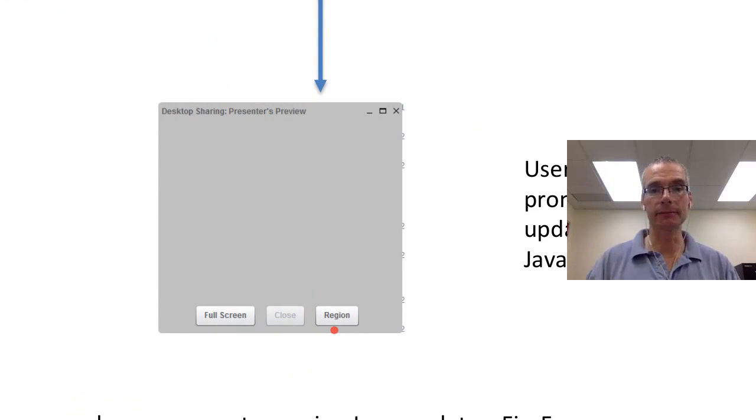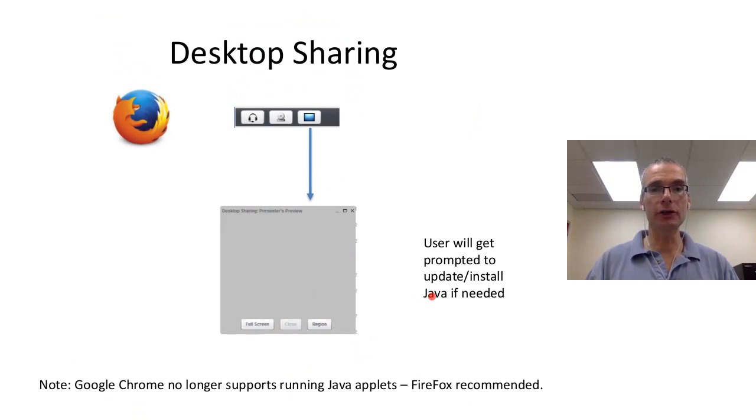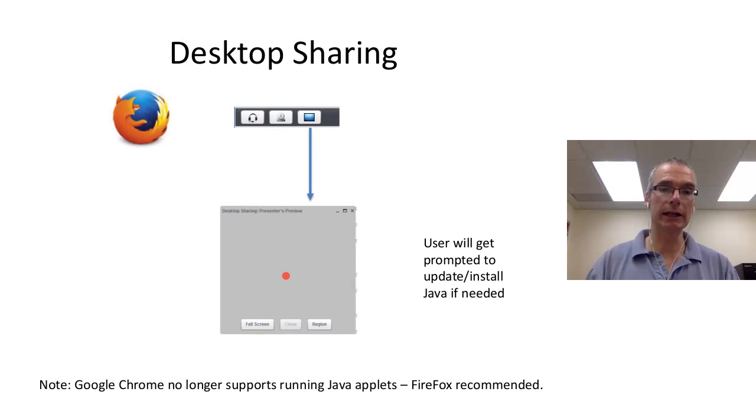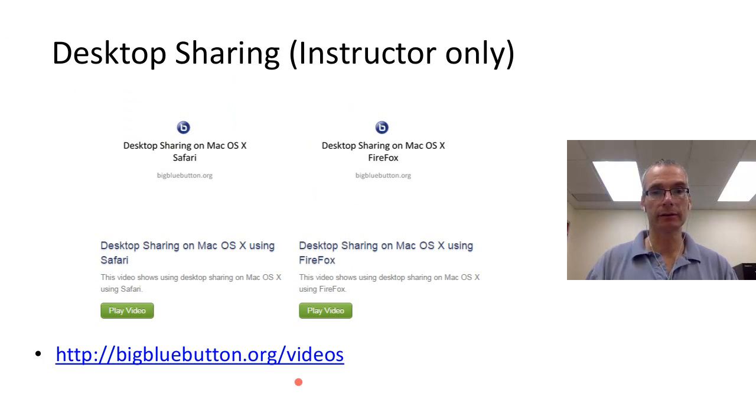If you have an out-of-date version of Java, or BigBlueButton detects you don't have Java installed, there'll be a message that tells you to click here to download or update Java. That'll take you to the Oracle website. You install it, you update it, and then you go back into BigBlueButton and try it again. Once you've got the latest version of Java, it works pretty well.